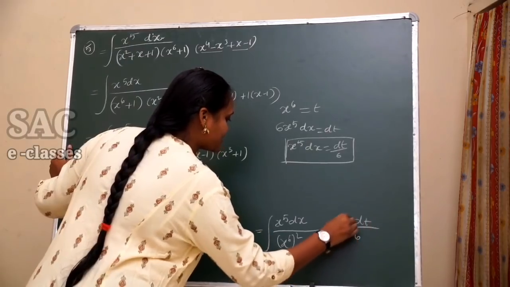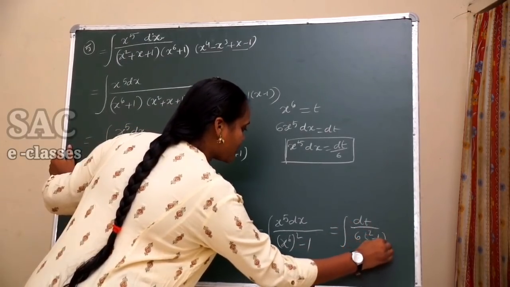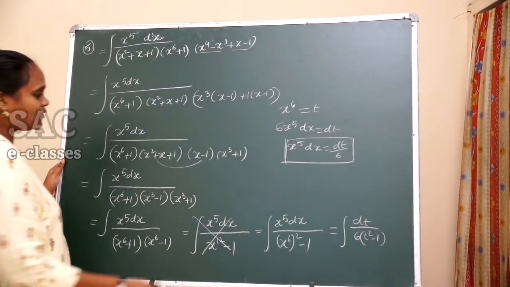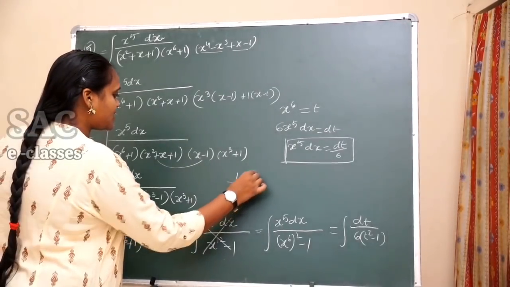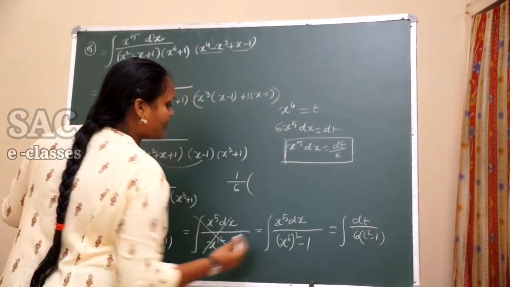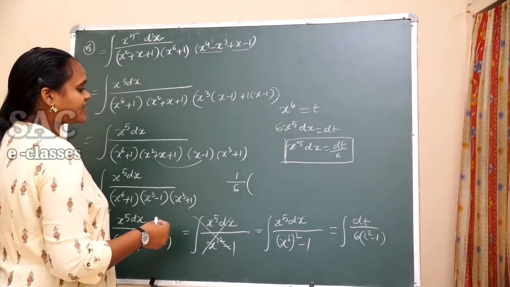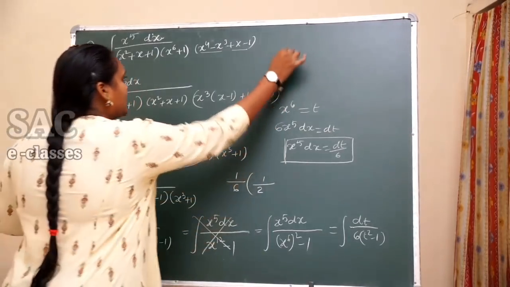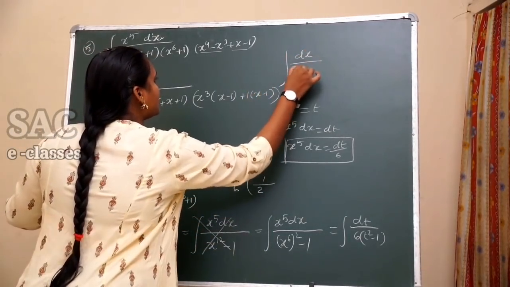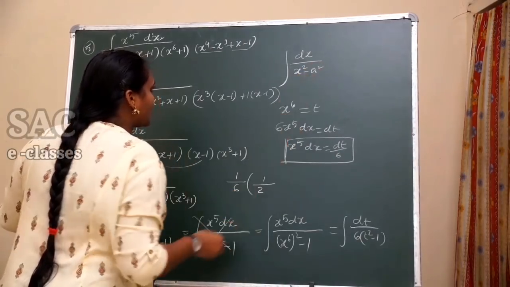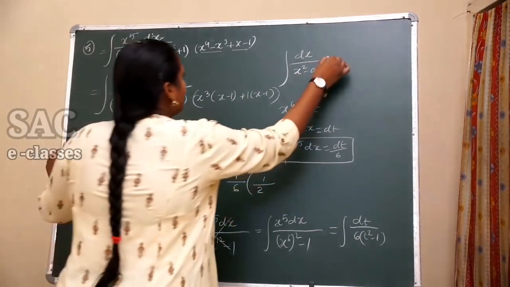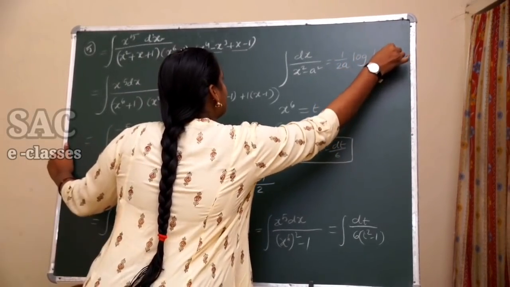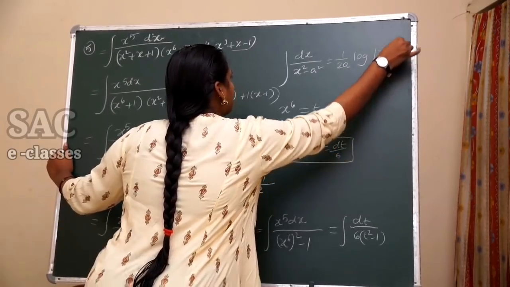dt by 6 into t square minus 1. Right? Now, you can simplify it further as 1 by 6, and it is looking like the form of x square minus a square. So if it is in the form of x square minus a square, you can write 1 by 2a integration of dx by x square minus a square formula, you know that. What is that? It is 1 by 2a into log of x minus a by x plus a, right?